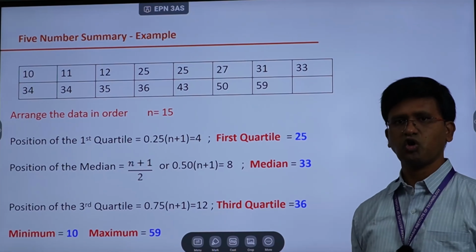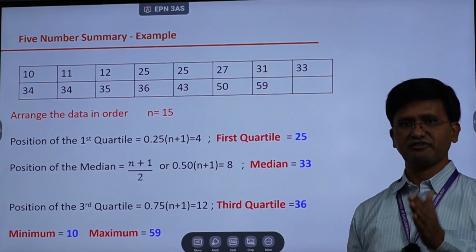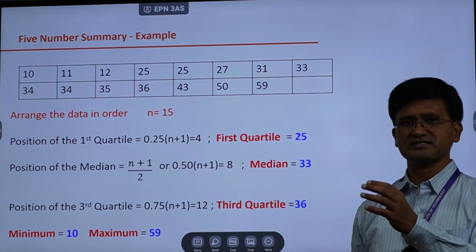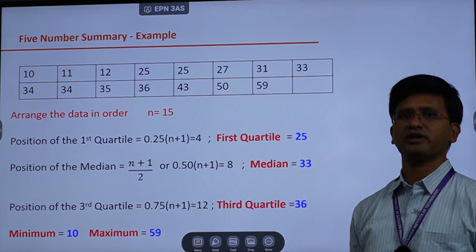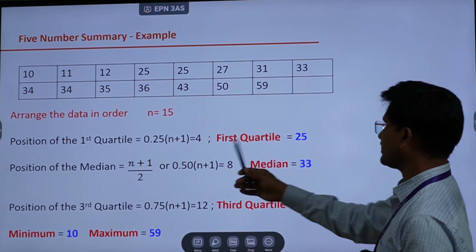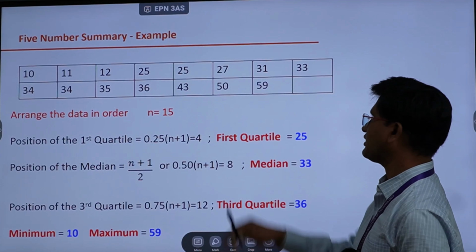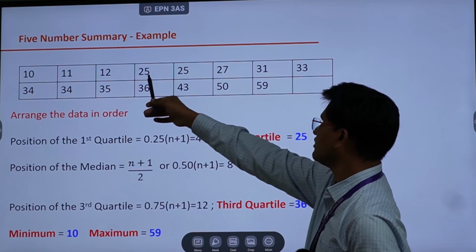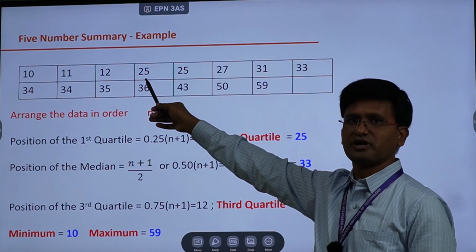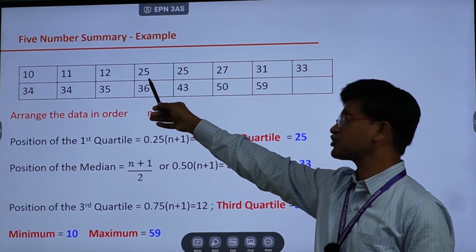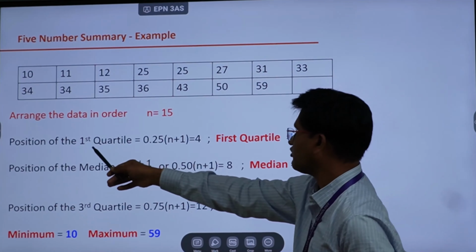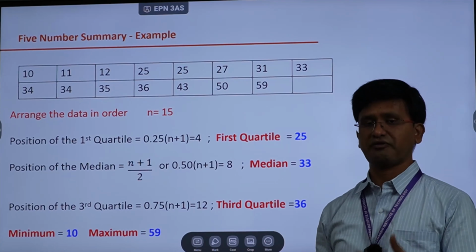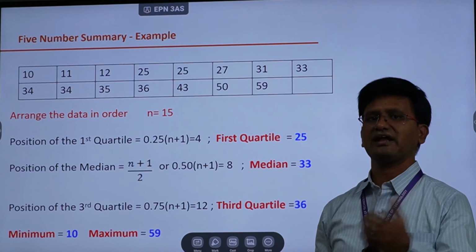We all know that Q1 is basically the first partition, where 25% of the data points fall below this Q1 quartile. Now you can see the fourth position from the given data points: 1, 2, 3, 4. The fourth position is the data point 25. So this is the value of your Q1. Now the value of Q1 is 25.